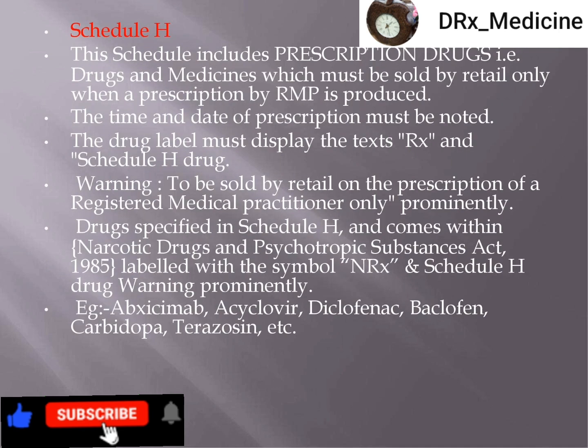Schedule H. This schedule includes prescription drugs, eye drugs and medicines which must be sold by retail only when a prescription by an RMP is produced. The time and date of prescription must be noted. The drug label must display the texts Rx and Schedule H drug warning: to be sold by retail on the prescription of a registered medical practitioner only, prominently. A drug specified in Schedule H that comes within the Narcotic Drugs and Psychotropic Substances Act, 1985, is labeled with the symbol NRx and Schedule H drug warning prominently. E.g., oxazumab, acyclovir, diclofenac, baclofen, carbidopa, terazosin, etc.